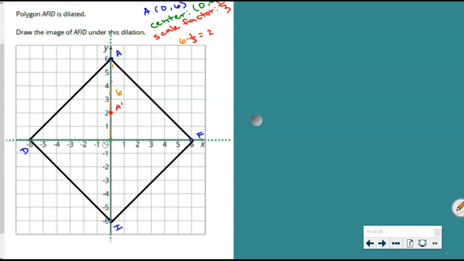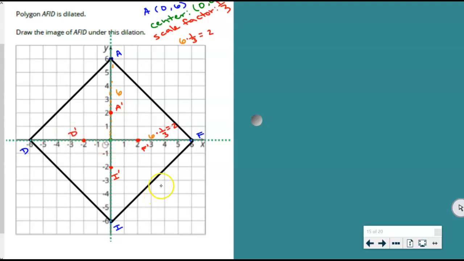And we're going to follow that same process again and again and again. The center to F has a distance of 6. But that 6 needs to be multiplied by 1/3. And 6 times 1/3 is equal to 2 again. So instead of being 6 away from the center, it's going to be just 2 away. 1, 2. And there is F prime. Keep going. From the center to I has a distance of 6. But I need to multiply that 6 by 1/3. And I get 2. So instead of 6 away, it's 2 away. There's I prime. D was 6 away from the center. Now it's going to be just 2 away. There's D prime.